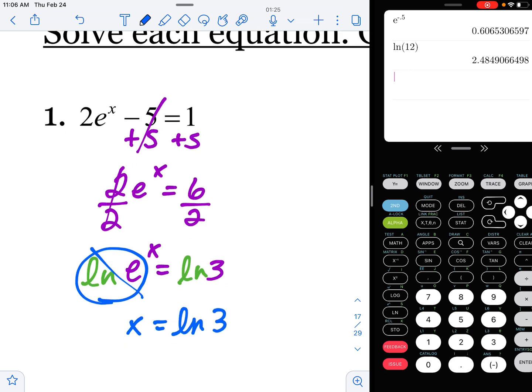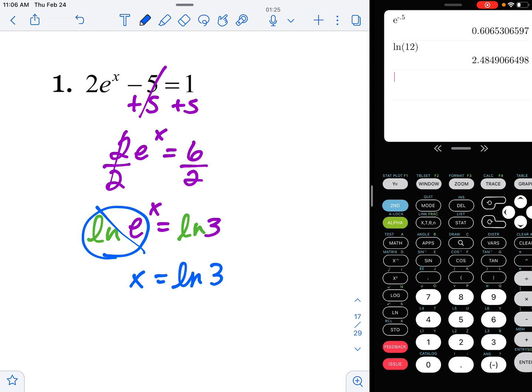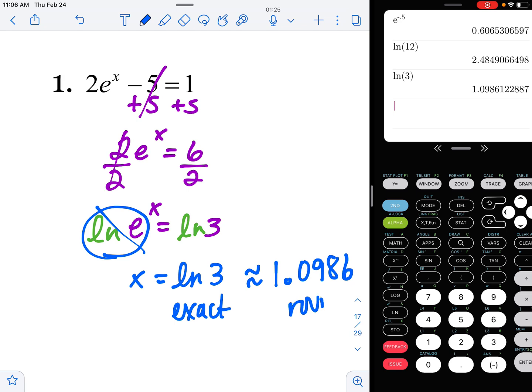And like we talked about the other day, we have the exact answer and we have the rounded answer. So this is my exact answer. And then when I want to get my rounded answer, I go to the calculator. So ln of 3, enter. And I want to do 4 decimal places, so 1.0986. And then I see a 6-1, so the 1 tells me I don't round up, and that would be my rounded answer.